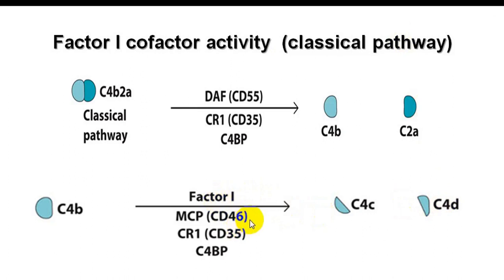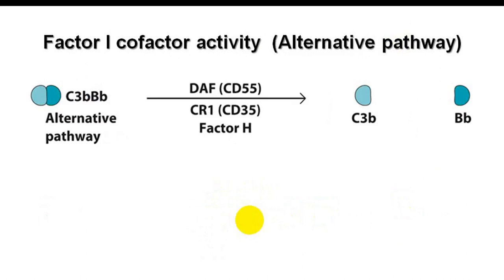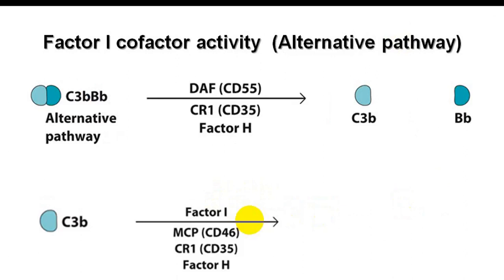Factor I cofactor activity in the alternative pathway. You have C3b under the influence of factor I, MCP and CR1. It breaks C3b, just like in the classical pathway, but here in the alternative pathway, it breaks it into C3c, inhibitory C3b and C3dg. All three have separate characteristics.